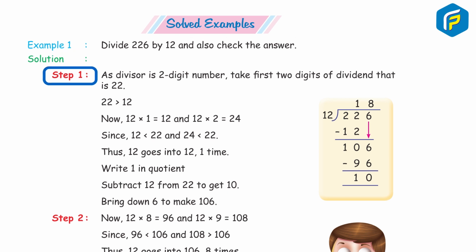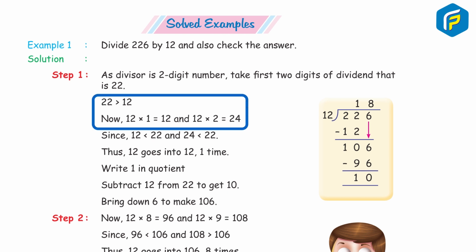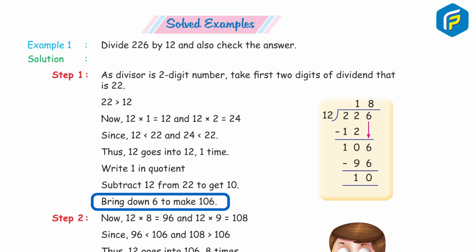Solution. Step 1. As the divisor is a 2-digit number, take the first 2 digits of the dividend, that is 22. 22 is greater than 12. Now 12 times 1 is equal to 12 and 12 times 2 is equal to 24. Since 12 is less than 22 and 24 is greater than 22, thus 12 goes into 22 one time. Write 1 in the quotient. Subtract 12 from 22 to get 10. Bring down 6 to make 106.